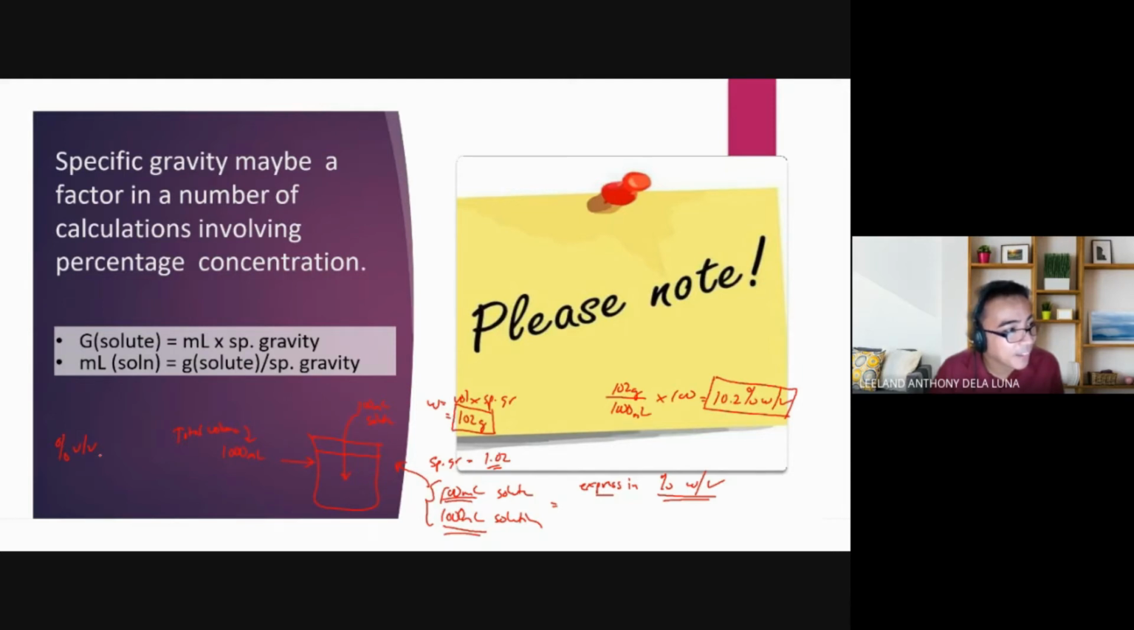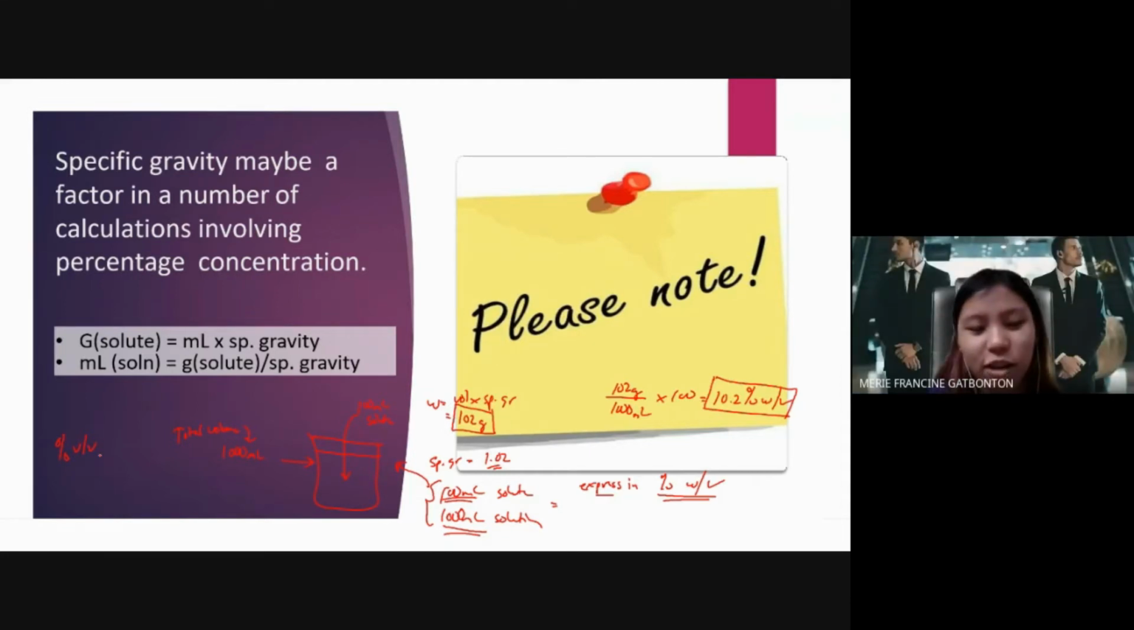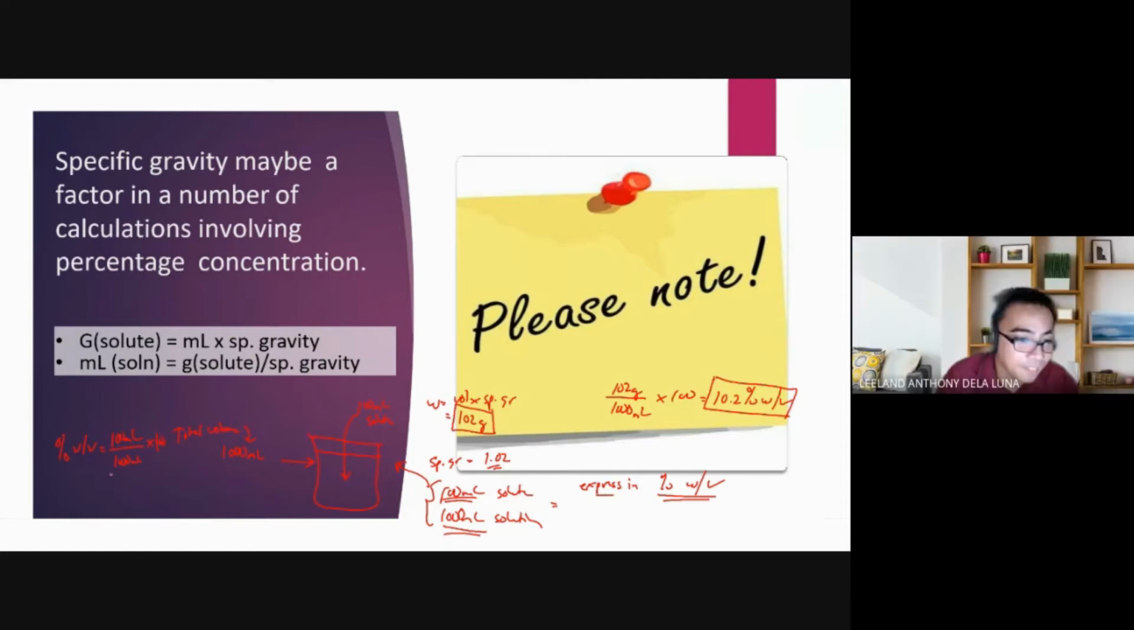Anyone? Yes, Miss Mary? Okay. Anyone? How can I express this in percent volume per volume? Okay? Yan ang pinakamadali, class. Di ba sabi natin, pag nag-express tayo ng concentrations, ayun, sige, Miss Mary. Try lang, sir. Yeah, 100 ml over 1,000 ml times 100. Very good. Okay, correct, class.